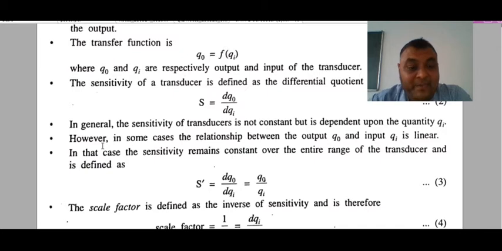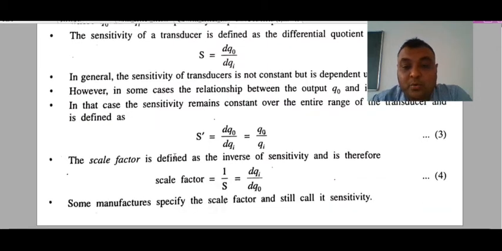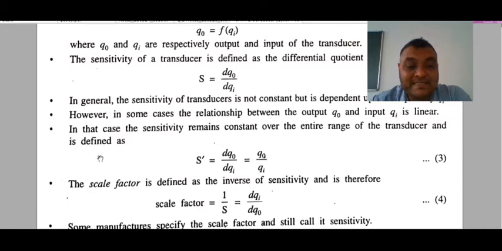Okay, in that case the sensitivity remains constant over the entire range of the transducer, and it is defined as dq0 divided by dqi, that means output by input. So that is in terms of change, this term is given in terms of change if it is varied. And now what we are assuming is that it is constant. So here we can say this is the symbol of derivative. So s dash is equal to q0 by qi, हम इसे इस तरह से भी लिख सकते हैं.